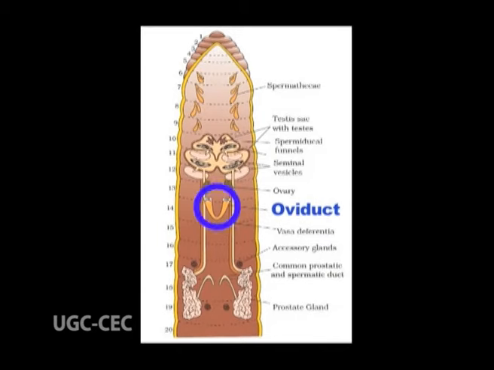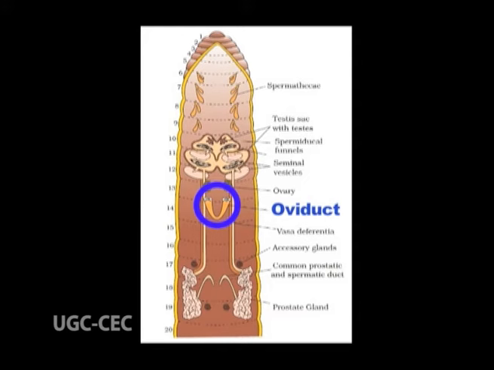Oviduct. A pair of oviducts is present in the 13th and 14th segments immediately behind the ovary. The anterior part of the oviduct is called the oviductal funnel. It is a large saucer shaped structure. It has a much folded and ciliated margin.